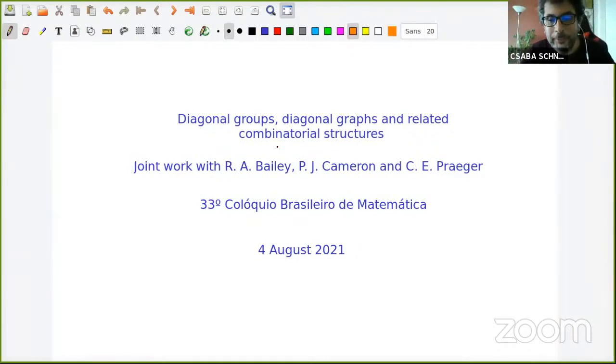Okay, so thank you very much for introducing me, and thank you very much for inviting me to this nice session. And so I'd like to talk about these diagonal groups and diagonal structures. And this is joint work with Rosemary Bailey, Peter Cameron, and Cheryl Praeger.